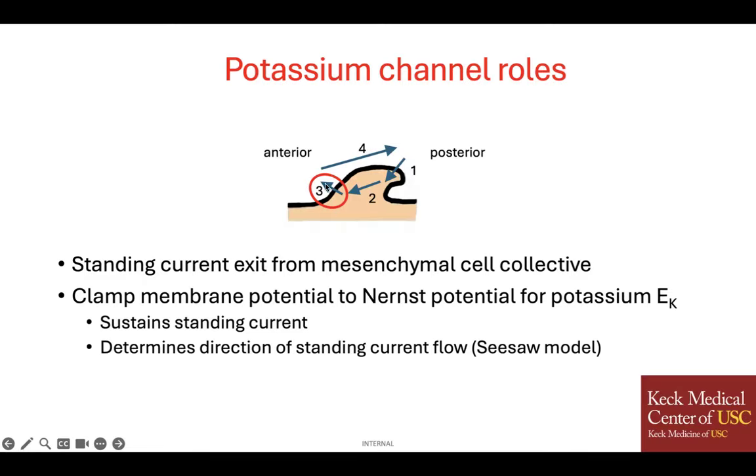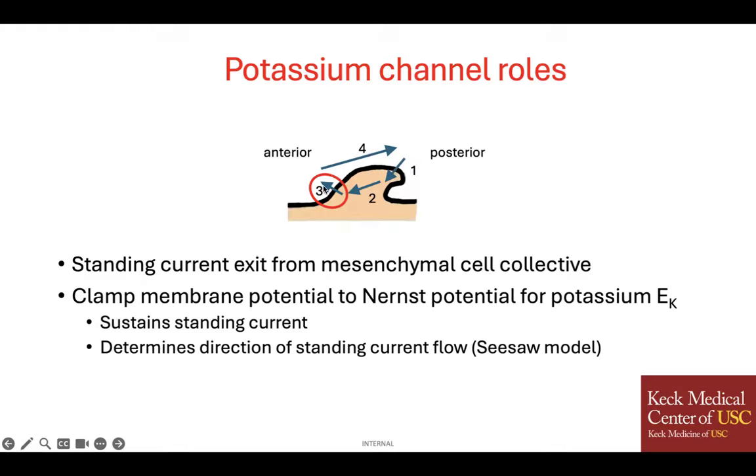The other thing that they do, and I'll explain this in a moment when I get to what's called a seesaw model, is they clamp the membrane potential to about the Nernst potential for potassium, which is the most negative potential that you can get in a healthy tissue.